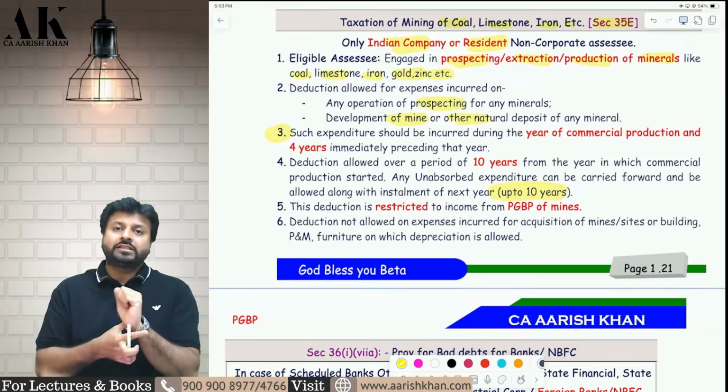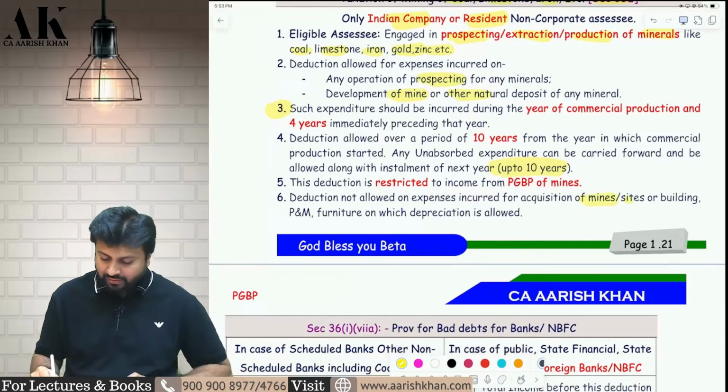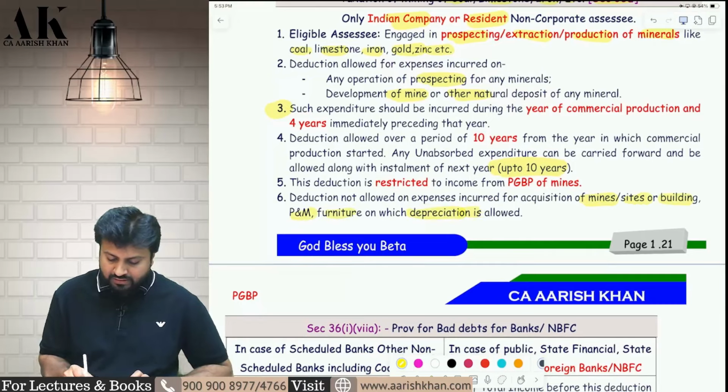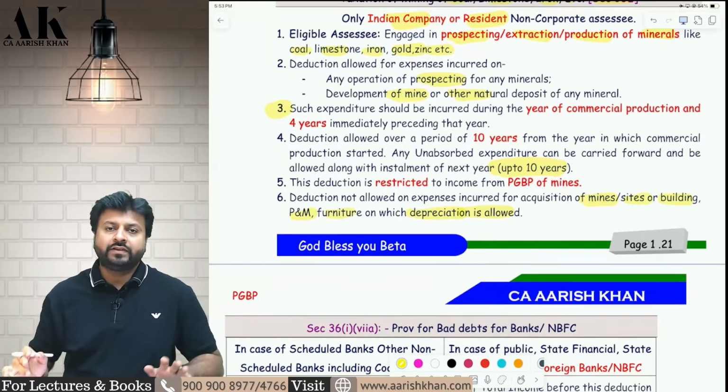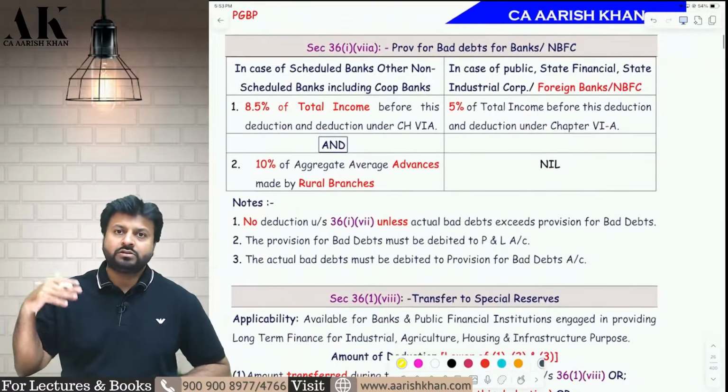Okay. Now the expenditure will not include any capital expenditure, like if you acquire some mine or site or building, plant, machinery, furniture on which you are claiming depreciation. Such kinds of expenditures will not be covered under this section. For that you are already claiming depreciation, so continue to do that.